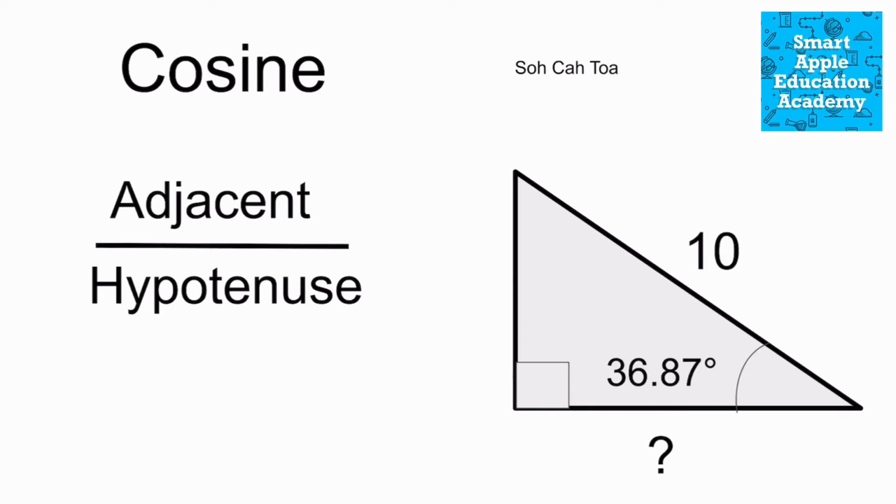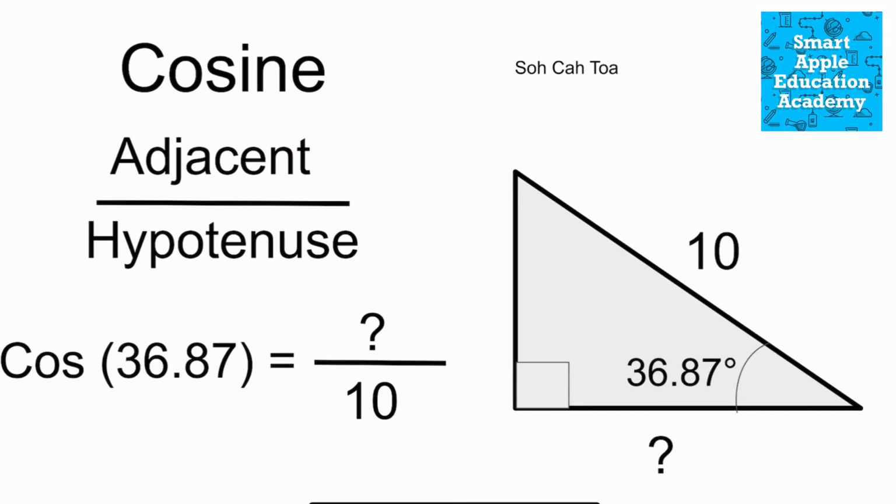So we have two important pieces of information for this problem. We know that the angle here is 36.87 degrees, and we know that the hypotenuse length is 10 units. Okay, so the cosine of 36.87 degrees equals adjacent, which we don't know what that value is, over hypotenuse, which is 10. So this is what we have so far. We're trying to find the value of that question mark there. So what we can do is we can rearrange this so that we can figure out what that question mark is.